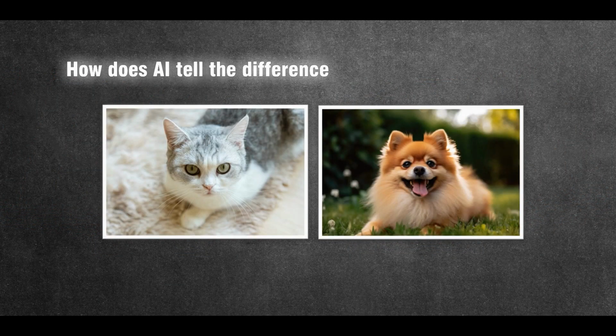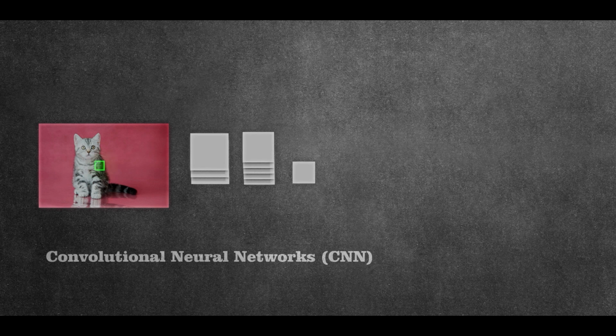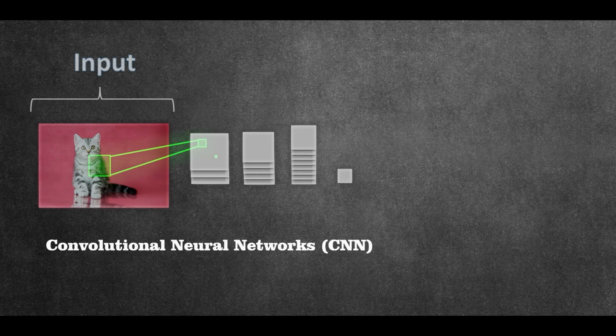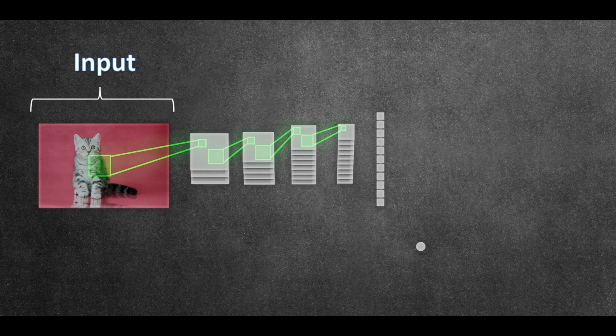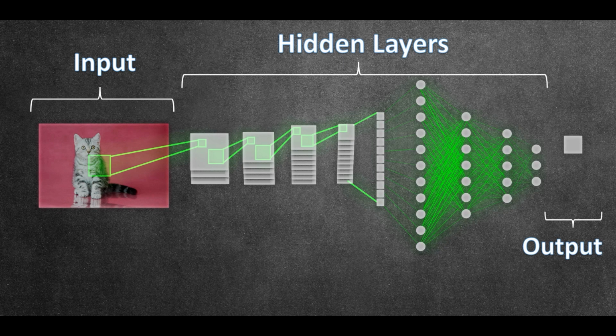How does AI tell the difference between a cat and a dog? While it might sound straightforward, the process involves complex algorithms and sophisticated models. We use convolutional neural networks, or CNNs, to accomplish this task. CNNs are designed to process and analyze visual data. They consist of multiple layers, each responsible for extracting different features from the images.